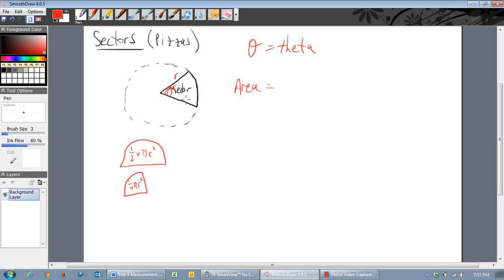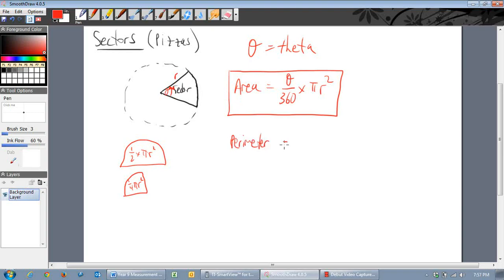Okay, so if you have some sector that has an angle theta there, the fraction of a circle that you'll have is whatever theta is, whatever angle that is, over 360. Because 360 is the amount of degrees all the way around. So this will be the fraction of the circle that you have. So whatever that fraction is, you just times that by pi r squared, and that is your area of a sector.